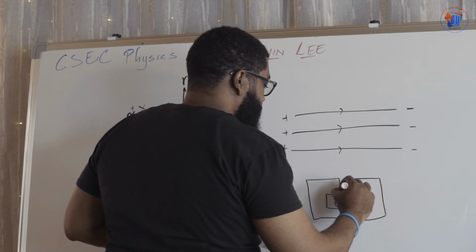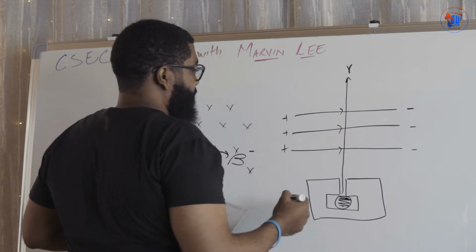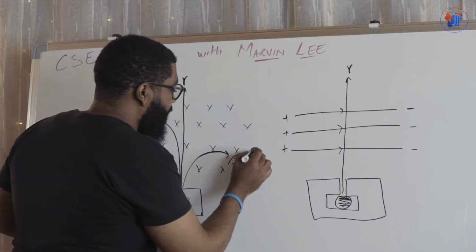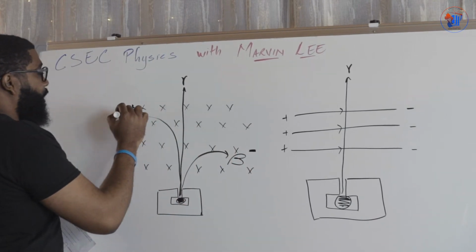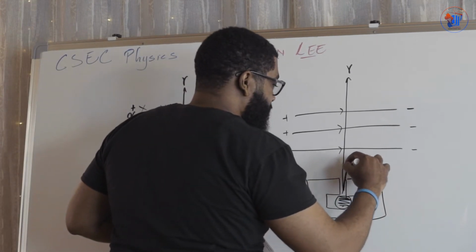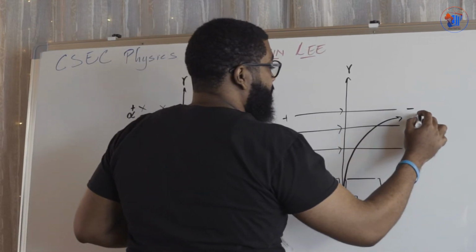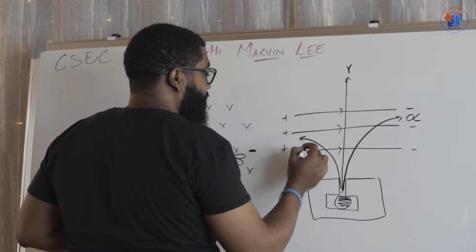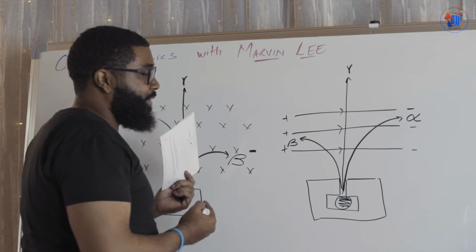So, as I said earlier, gamma is totally unaffected. Gamma, nothing happens to gamma. However, I included the charges here for a specific reason. If alpha is positive, alpha will be attracted to the negative portion of the electric field. And if beta is negative, beta will be attracted to the positive portion of the electric field, or to the positive side of the electric field.